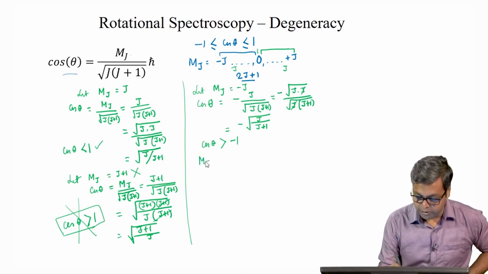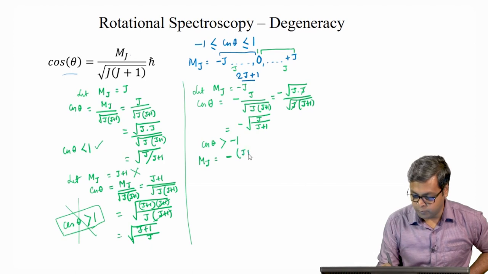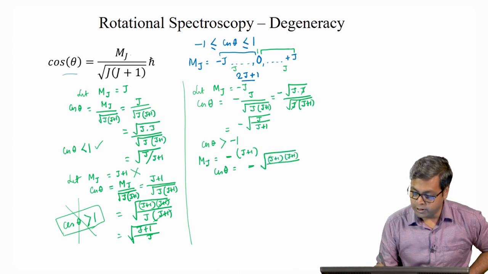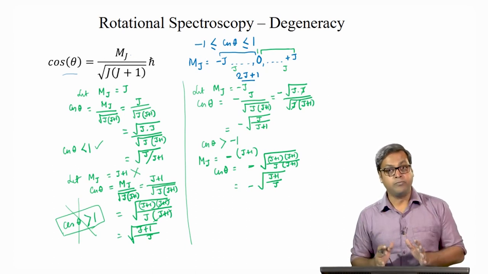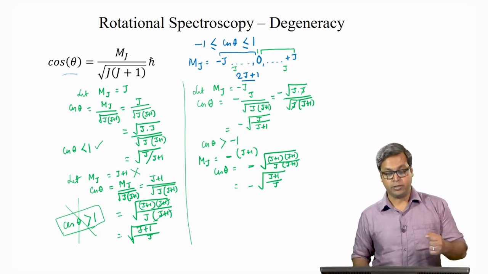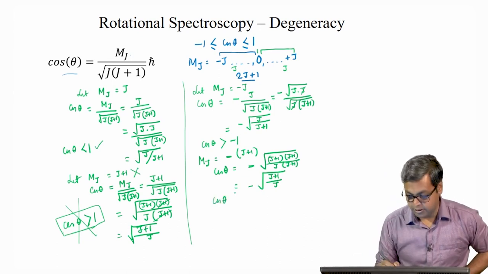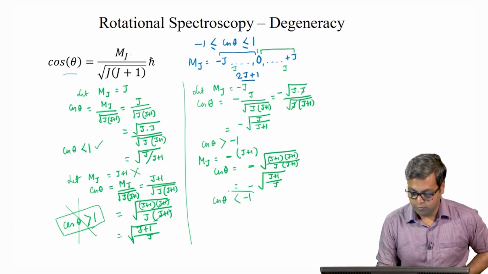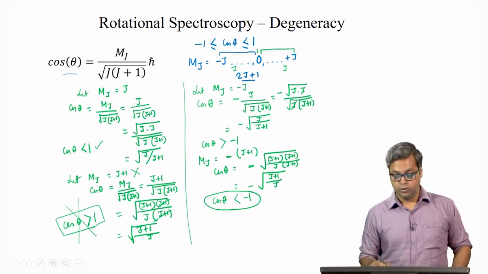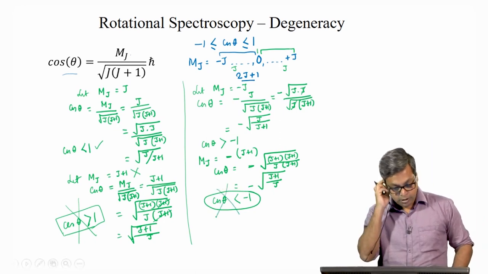However, if we put mj equals minus of j plus 1, then cos theta becomes minus of root over j plus 1 times j plus 1 divided by j times j plus 1. So, it becomes minus of root over j plus 1 by j. So, we have a number which is greater than 1, the square root of that number is also greater than 1, and we have a negative sign. So, in this case cos theta is less than minus 1, which is not permissible. So, this cannot happen.